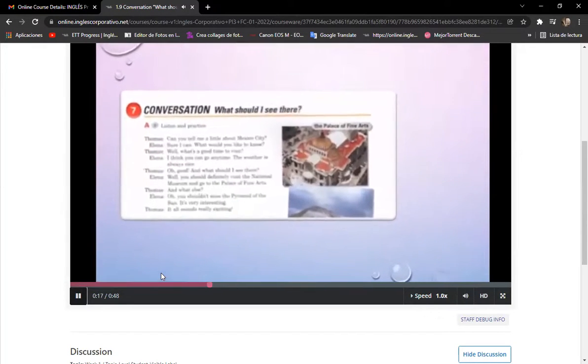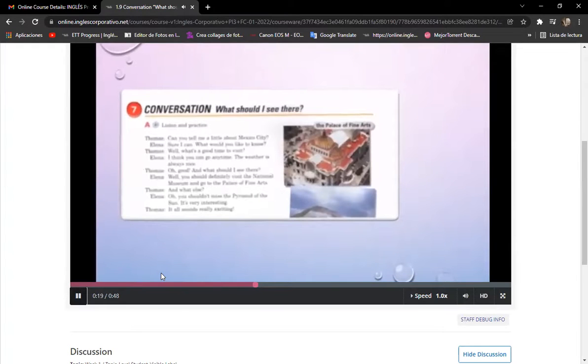Can you tell me a little about Mexico City? Sure, I can. What would you like to know? Well, what's a good time to visit? I think you can go anytime. The weather is always nice. Oh, good. And what should I see there? Well, you should definitely visit the National Museum and go to the Palace of Fine Arts. And what else? Oh, you shouldn't miss the Pyramid of the Sun. It's very interesting. It all sounds really exciting.